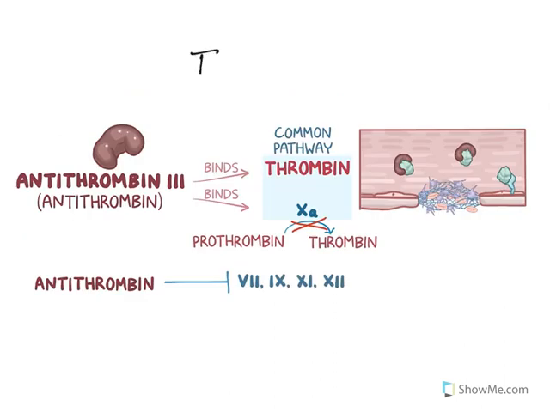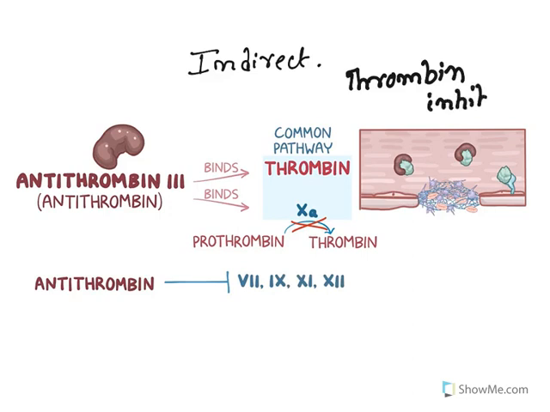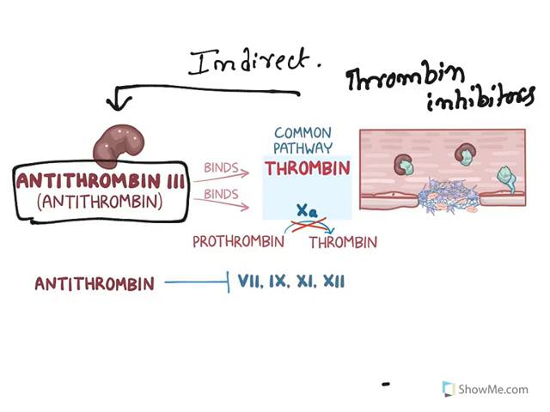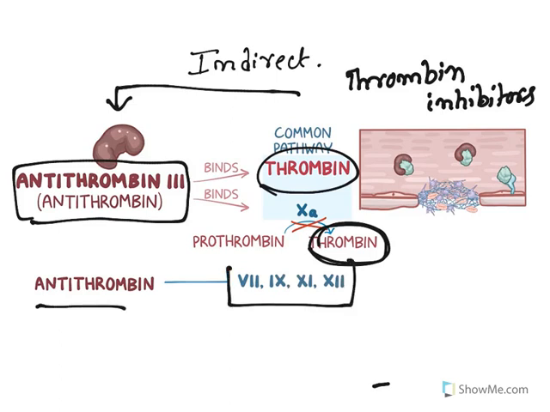Moving further, now indirect thrombin inhibitors. As I explained, indirect thrombin inhibitors do not bind with thrombin directly. What they do is they activate antithrombin which is present in the blood. Now what is the function of this antithrombin? Antithrombin binds with thrombin, and it inhibits the activation of thrombin. Along with that, antithrombin also inhibits the activation of factors 7, 9, 10, 11, 12. So it inhibits certain factors, and it inhibits the activation of thrombin.